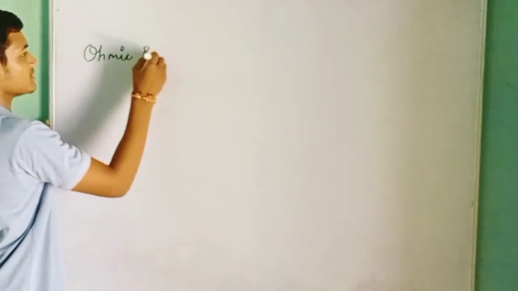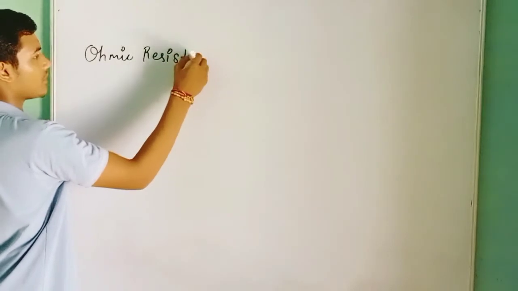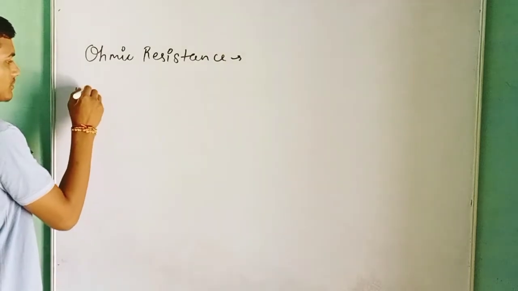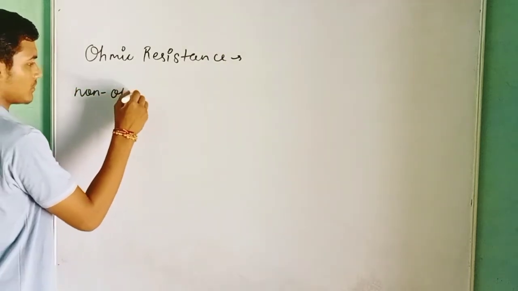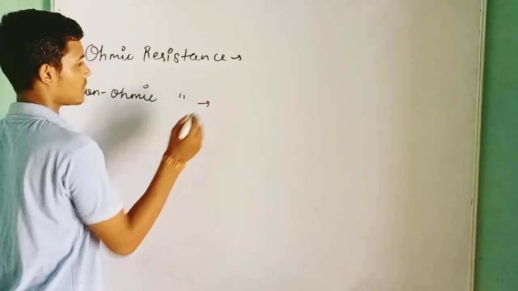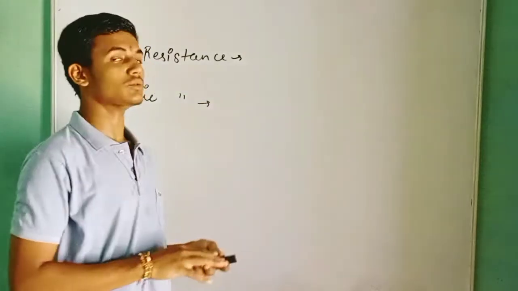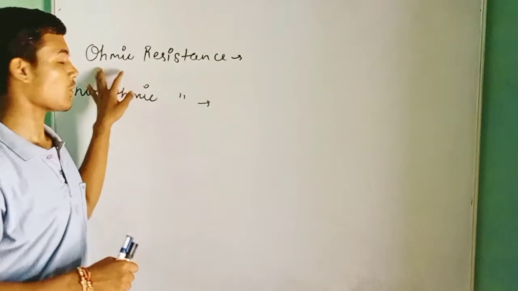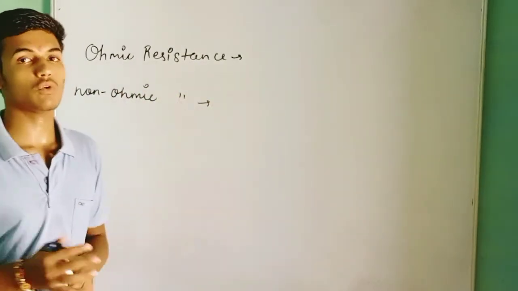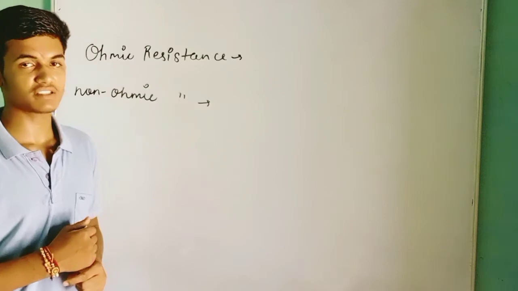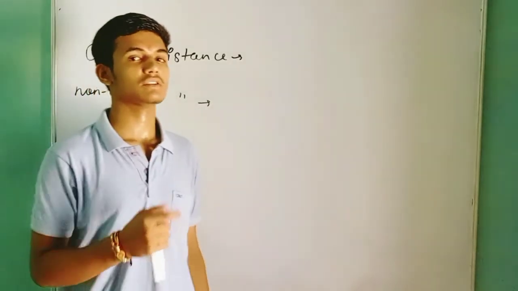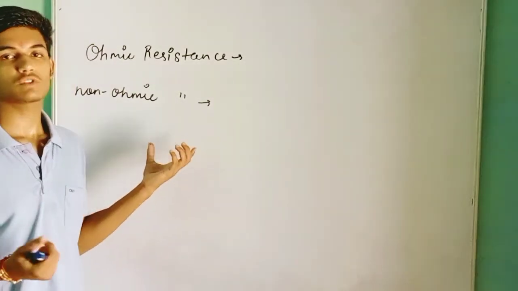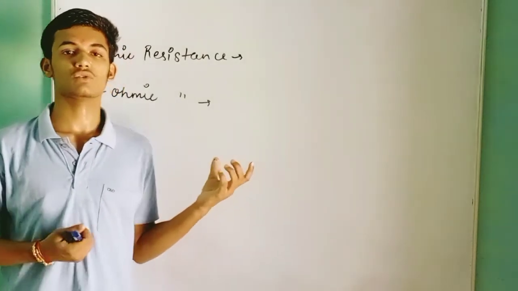Ohmic resistance. So what is ohmic resistance and what is non-ohmic resistance? We can get an idea from the names. Ohmic means Ohm. So that resistance which follows Ohm's law, that's called ohmic resistance, and the graph between V and I is a straight line. And non-ohmic resistance is that which does not follow Ohm's law, and the graph between V and I is not a straight line.